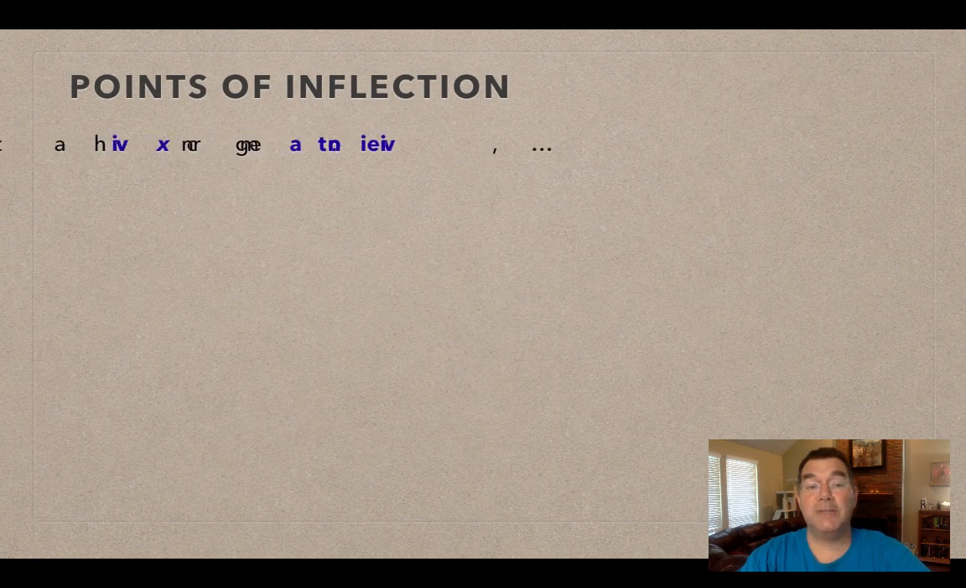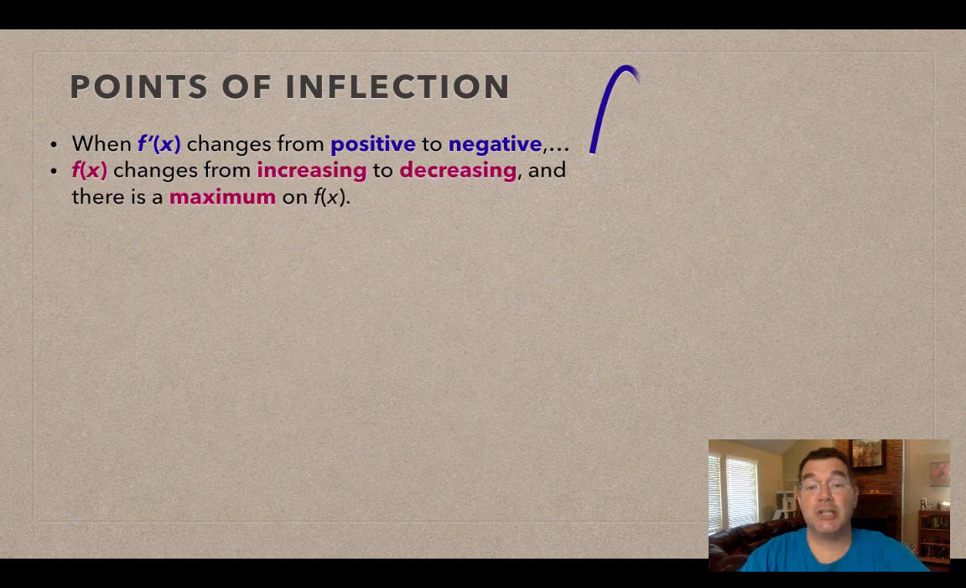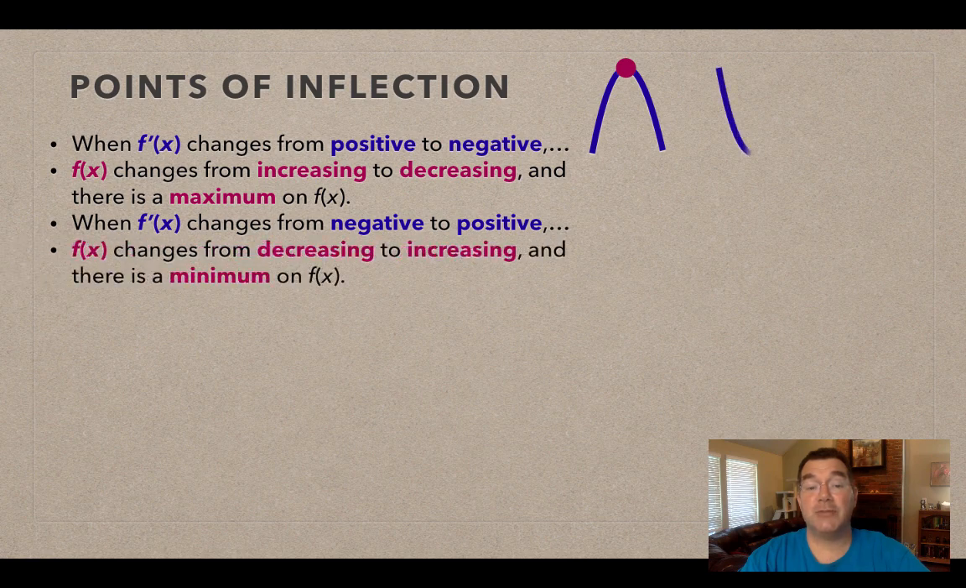All right, points of inflection. Well, before I talk about points of inflection, let's review what we know about the first derivative. The first derivative, when it changes from positive to negative, what that means is that the function is changing from increasing to decreasing, and there's a maximum on the graph of f of x itself. When the first derivative changes from negative to positive, that means that the function is changing from decreasing to increasing, and there's a minimum on the graph where that change happens.